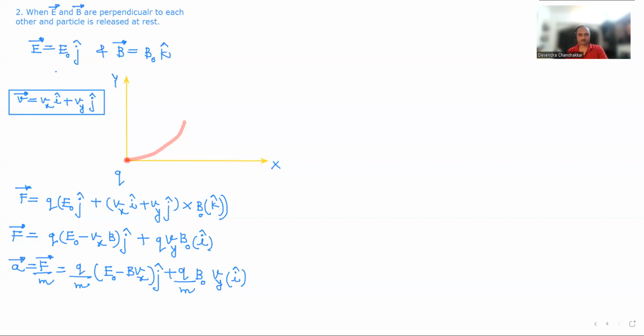Sir, how did we get the force due to the magnetic field? Because of this electric field, what is the direction of velocity when the particle was released at rest? Along y-axis. So when there is a velocity along y-axis and the magnetic field is along k cap, what is the direction of the force? I cap, right? Yes, sir.